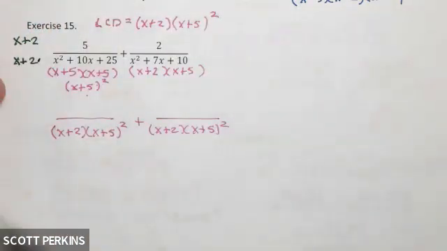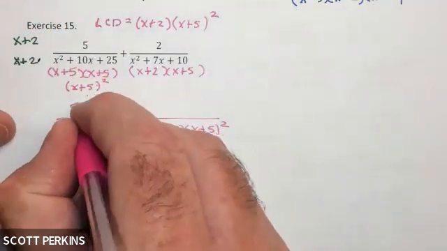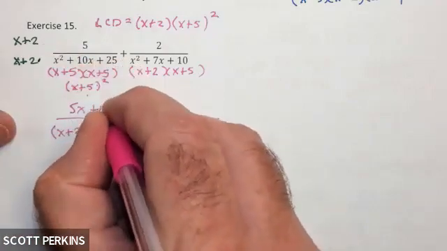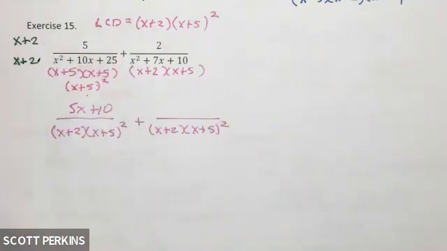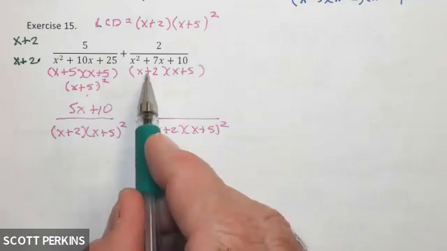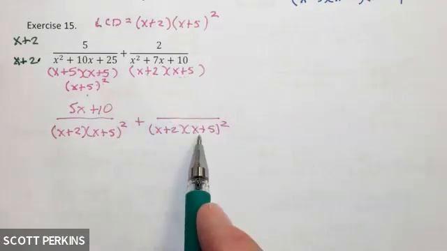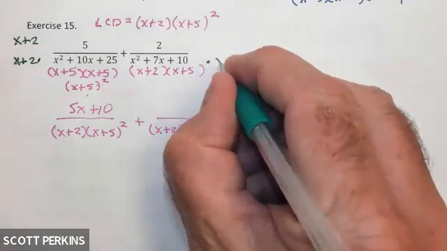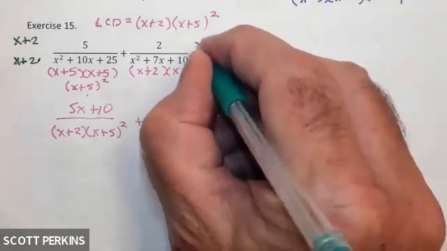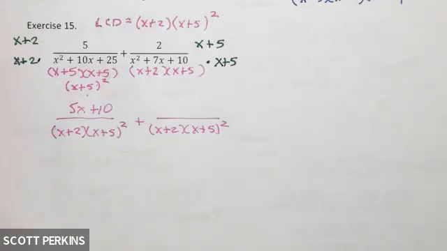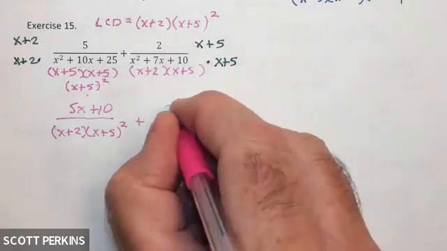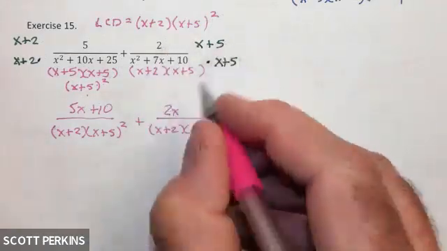And when I distribute, 5 times x is 5x. 5 times 2 is 10. That's my first new numerator. The second one has the x plus 2 and it has one x plus 5. I need x plus 2 and two x plus 5s. So this one I multiply by the x plus 5. And when I do that, 2 times x is 2x. 2 times 5 is 10.